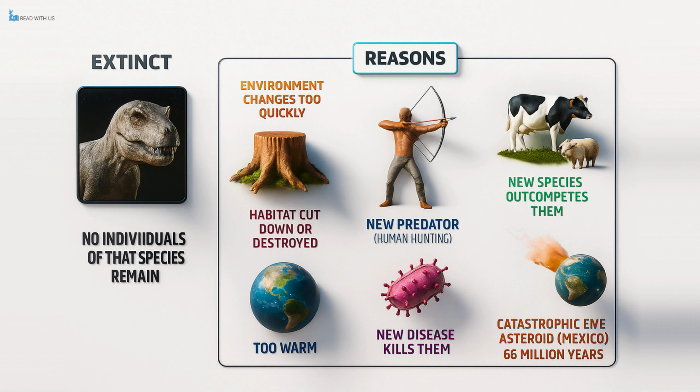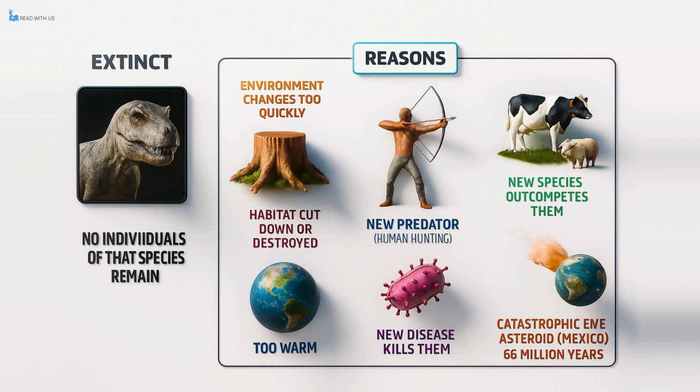There are numerous reasons why a species might go extinct. One major cause is rapid environmental change. For example, if a species' habitat is destroyed by deforestation, or if the climate warms too quickly for the species to adapt, extinction can follow. Another cause might be the introduction of a new predator which hunts the species into extinction, something that humans have done many times throughout history by overhunting animals for food, sport, or protection.